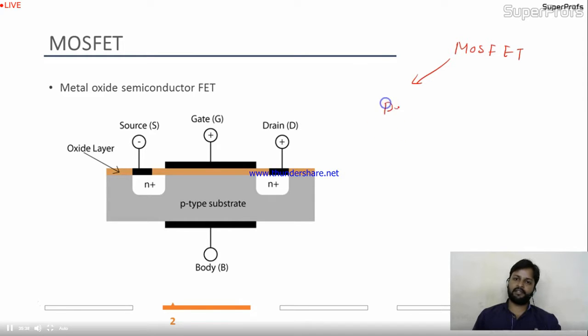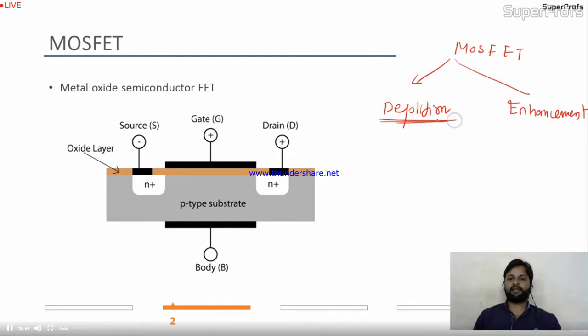One is depletion MOSFET and the second is enhancement MOSFET. In the depletion MOSFET, between source and drain, one depletion region will already be provided. One channel will be provided already. Here I will have many electrons. This channel is predefined in the depletion MOSFET, and this channel is called the depletion region.